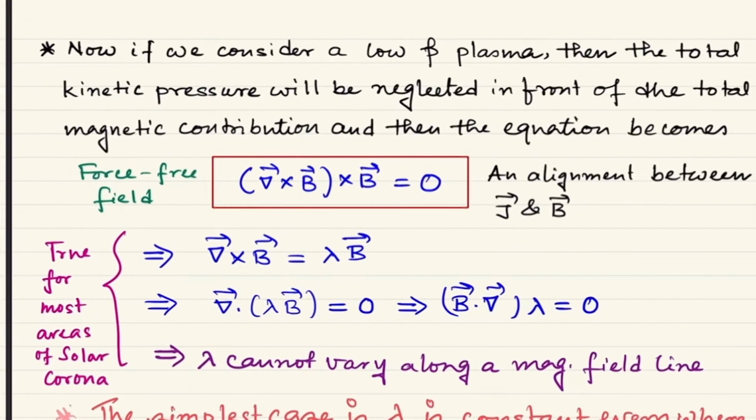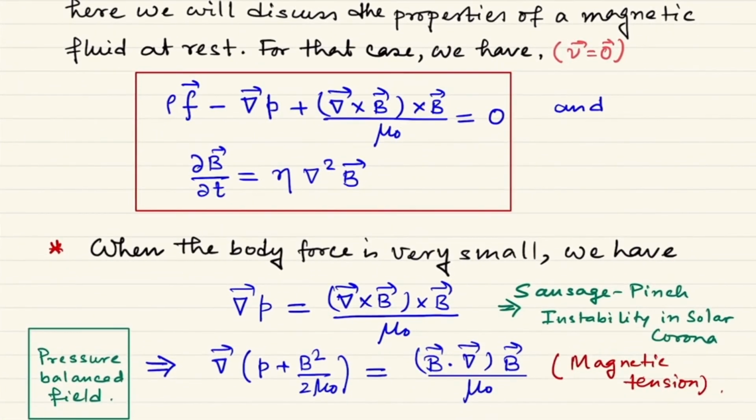After this step, you can see that finally we have a grouping of the terms into a pressure type of term and the tension term. Inside the pressure type of term, you can again say that if we have a plasma whose beta parameter is very small, that means the magnetic pressure part largely dominates the kinetic pressure part, then you can simply neglect this pressure term with respect to this one.